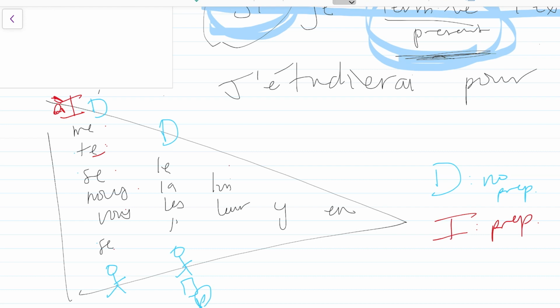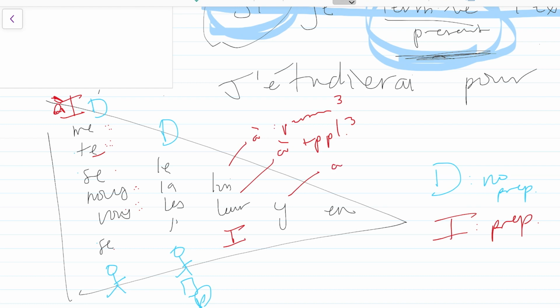Le, la, les will never be indirect. Lui and leur are always indirect because they stand for à plus a person and à plus people. So this is always indirect. They're always third person though. One person, multiple people who are not me and you, which is where you would be using these guys.